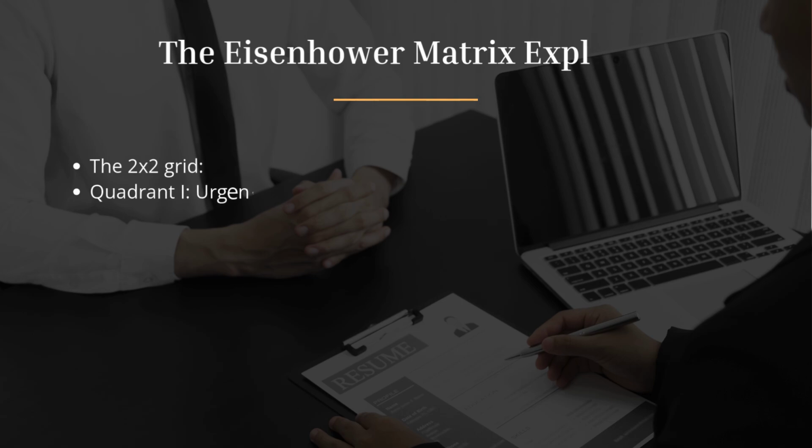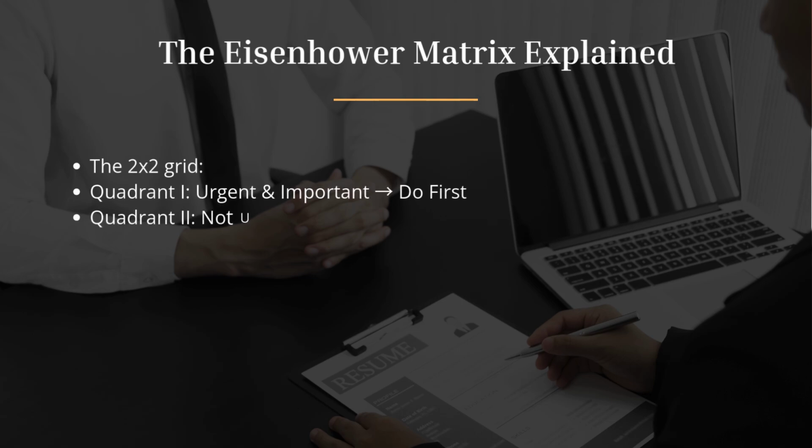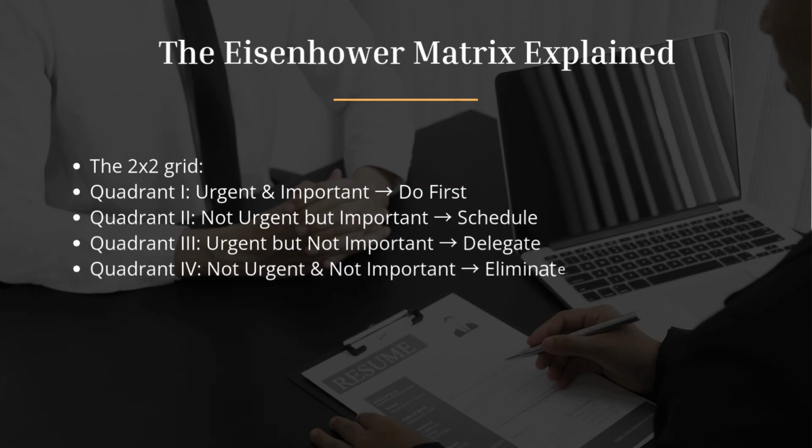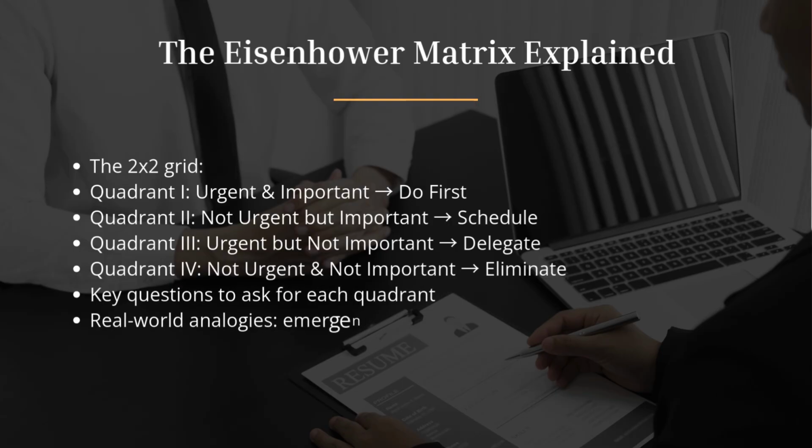The Eisenhower matrix explained: the 2x2 grid. Quadrant 1, urgent and important: do first. Quadrant 2, not urgent but important: schedule. Quadrant 3, urgent but not important: delegate. Quadrant 4, not urgent and not important: eliminate. Key questions to ask for each quadrant. Real-world analogies: emergency room, planning a vacation, spam emails.